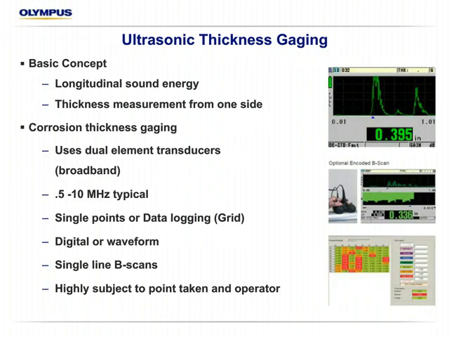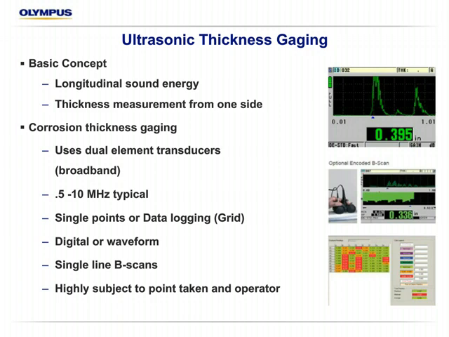So we'll just go a little bit further into ultrasonic thickness gauging. Obviously, longitudinal sound waves are typically used to do the measurement, and we're typically able to do a thickness measurement from one side. Corrosion thickness gauging specifically, usually we use dual element transducers, and we'll talk about that a little bit further. We used to use a broadband transducer in order to be able to pick up what we're looking for, anywhere between 0.5 and 10 megahertz. The higher frequency is going to give us a little bit better resolution, able to go higher than that on some thinner wall or critical applications.